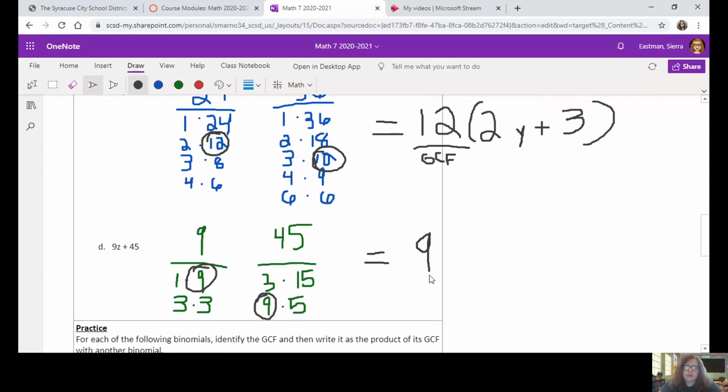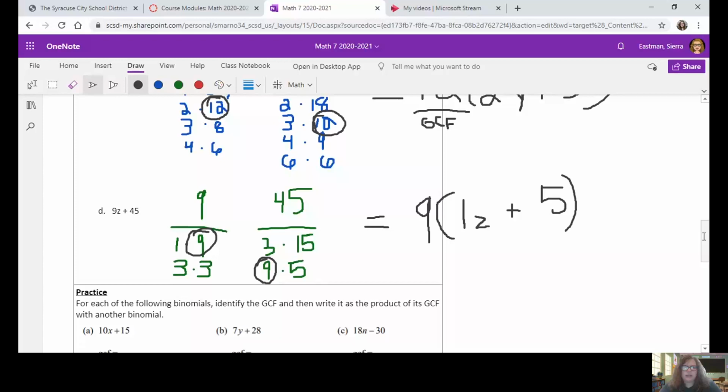GCF goes on the left of our parentheses, the outside. We needed a 1 to get to 9, so it's going to be a 1z, can't forget that variable. And then we needed a 5 to get to our 45. Okay, 9 times the 5, if I were to distribute back out, would get me that constant 45. Then we're done with that one.